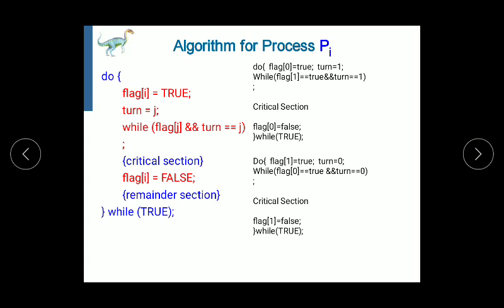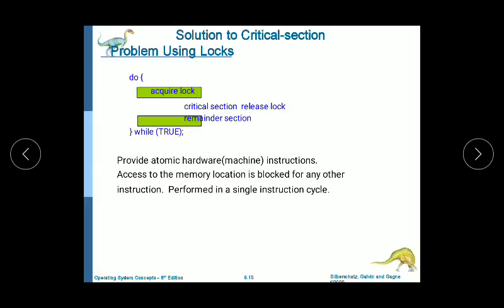Thus, since Pi does not change the value of the variable turn while executing the while statement, Pi will enter the critical section, that is progress, after at most one entry by Pj, that is bounded waiting. In this way, we can prove that this code is correct, that is, Peterson's solution is correctly working for the critical section problem. All three conditions, mutual exclusion, progress and bounded waiting, are met.